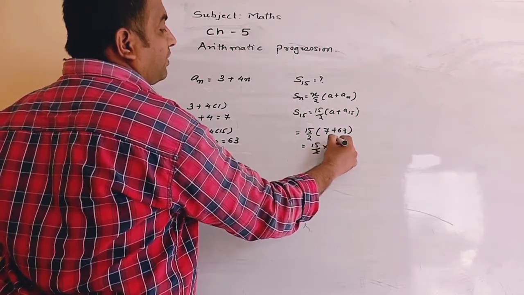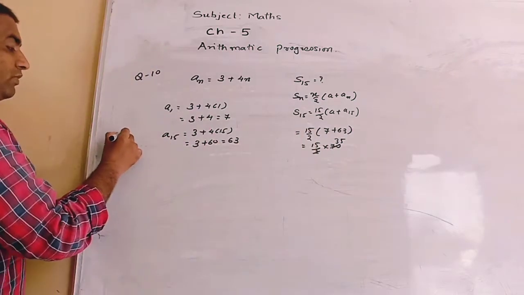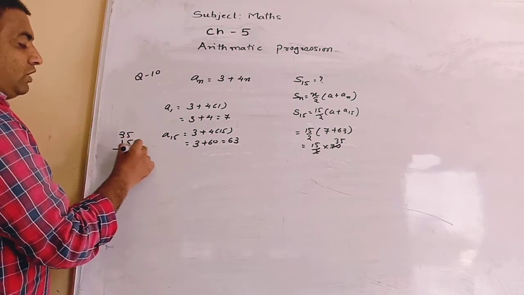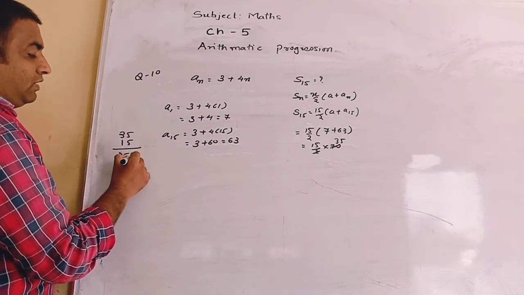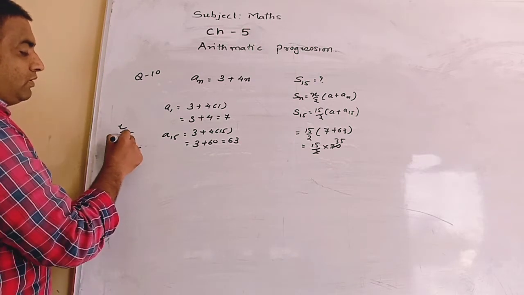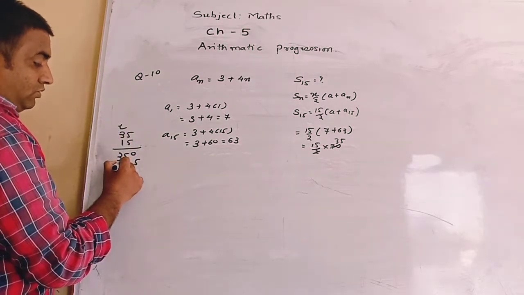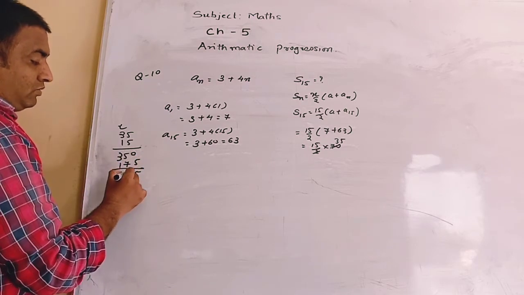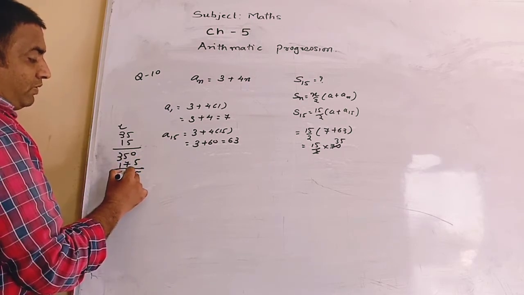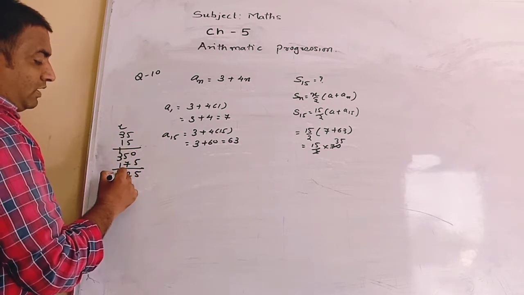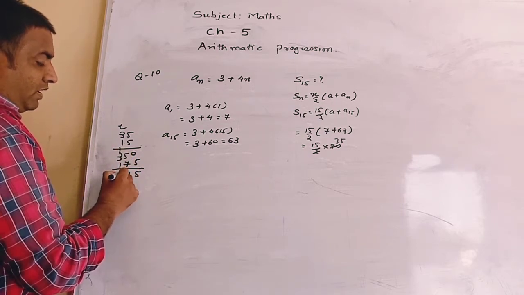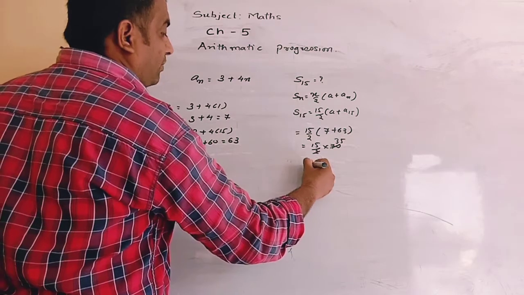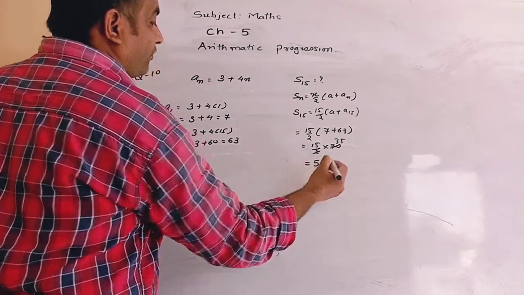70 will simplify to 35, and so we do 35 into 15. Then we get 350 and 175, so the answer is 525.